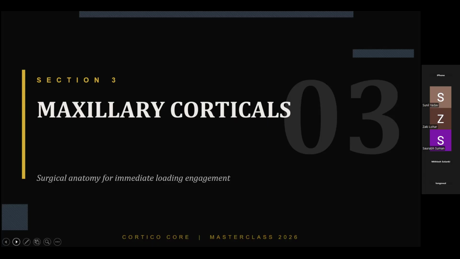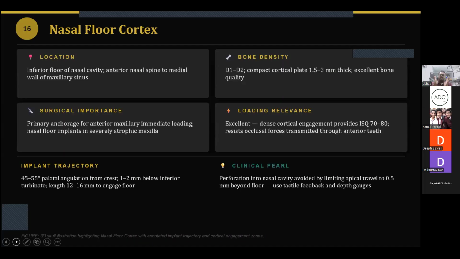is in the anterior zone, the nasal floor cortex. That nasal floor cortical bone extends from the inferior floor of the nasal cavity towards the posterior palate. You can access this nasal floor from the anterior zone and from the sinus zone also. The sinus is pneumatized below the nasal floor cortex. The sinus is never there beyond the nasal floor cavity. The sinuses are buccal and below the nasal floor cortex.